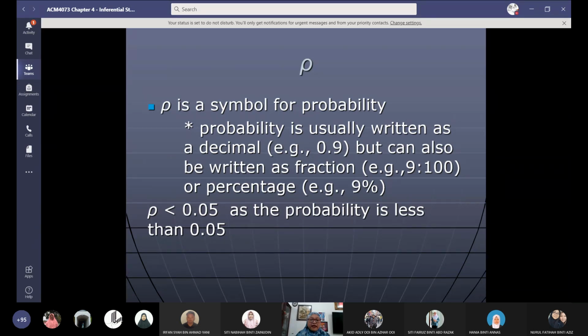It cannot be more than 0.05. If it's 0.09, sorry, it cannot be. 0.09 is not acceptable. The probability must be less than 0.05, or some use 0.01, to be significant. So the p value should be less than 0.05.